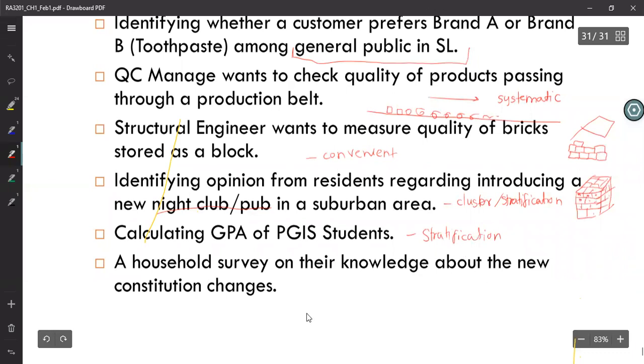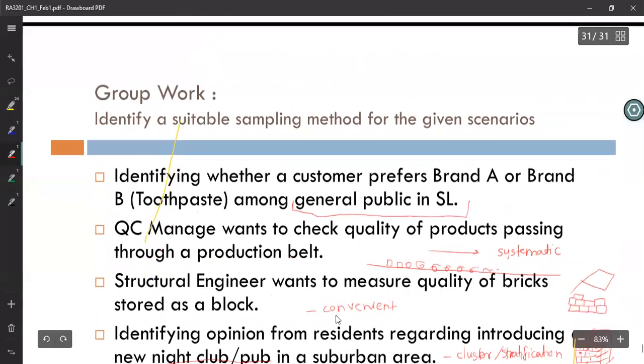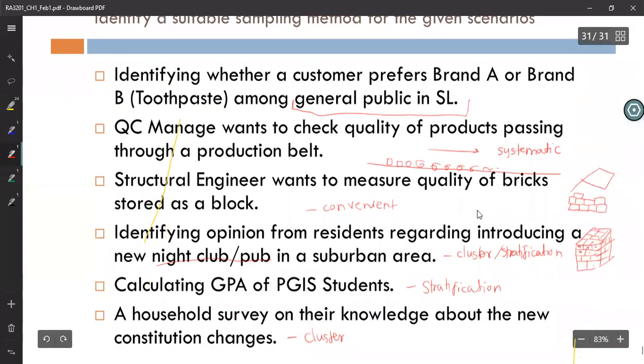So good. Then comes the household survey on their knowledge about the new constitution. Again, it's the household, so easiest is the cluster. Right? You can go for the cluster. And if you want to go for a hybrid method, if you have any justification on that, okay, you can mention it, right? So again, these are not only one. As I mentioned, you don't have only one answer, right?